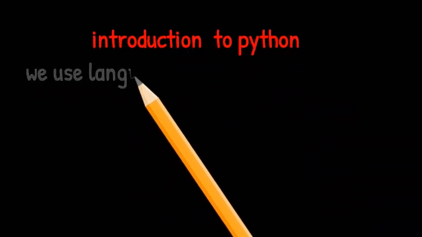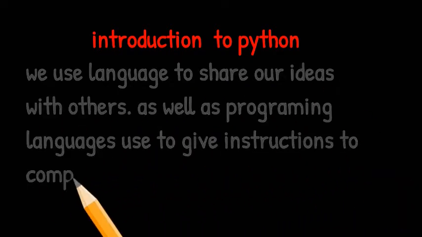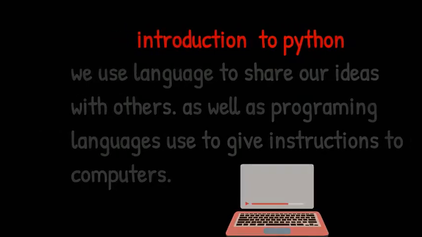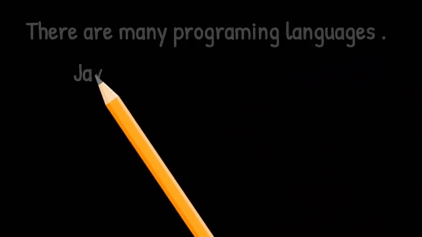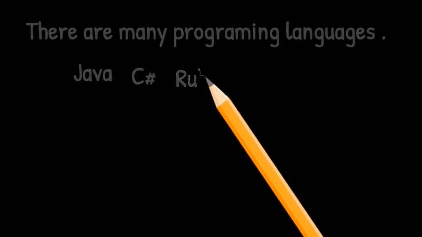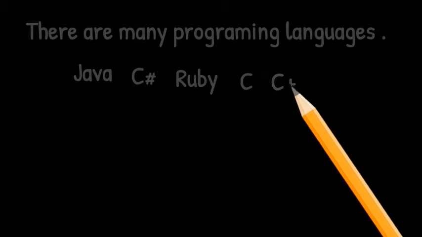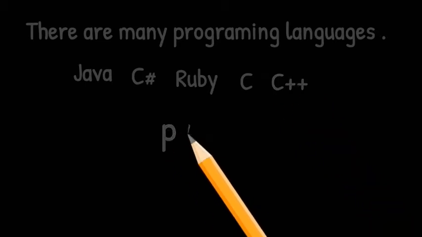What is a computer programming language? We use language to share our ideas with others, as well as programming language used to give instructions to computers. There are many programming languages. As examples: Java, C#, Ruby, C++, Python.